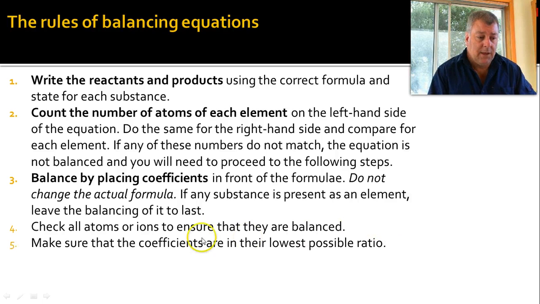And finally, in the process, you may have made coefficients quite big. And so the last step is you've got to reduce these coefficients to the lowest possible ratio of whole numbers that you can. And that's a step that sometimes we forget, but we've got to remember that, and we'll get a bit of practice when we do what's called combustion reactions at getting that lowest possible ratio.